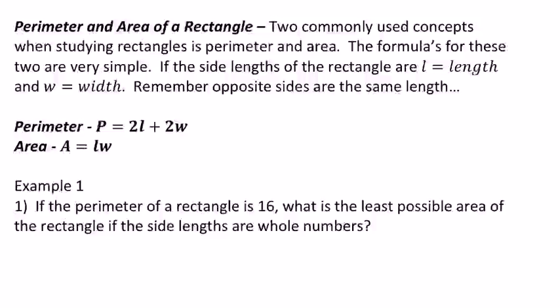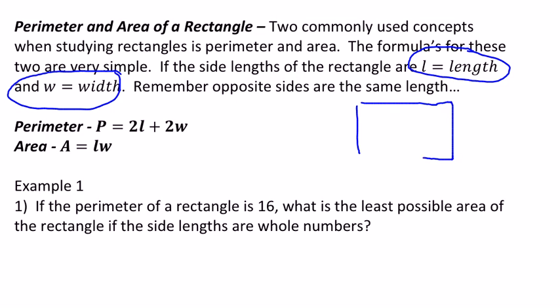In this video, we'll be looking at the perimeter and area of rectangles. When you talk about rectangles, we normally refer to the length as L and the width as W. And often the length is considered to be the longer side and the width the shorter, but that's not a hard and fast rule. It's just that the length is one side and the width is the other side.